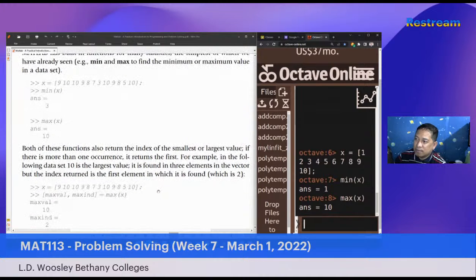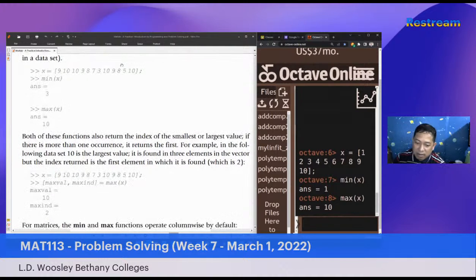So, ayan, so tatlo nga lang, no? But the index returned is the first element found, no, which is 2. So, pwede nating i-index yan. So, we could always connote the maximum value and of course there is the first element in which it is found, now which is the second index. Yung max index, ini-index niya saan location yung unang matatagpuan yon, the first element in which it is found, which is 2. So yan yung makikita natin dyan.